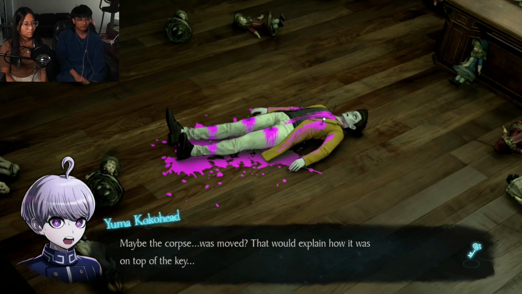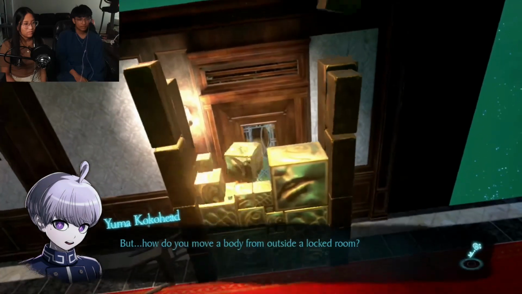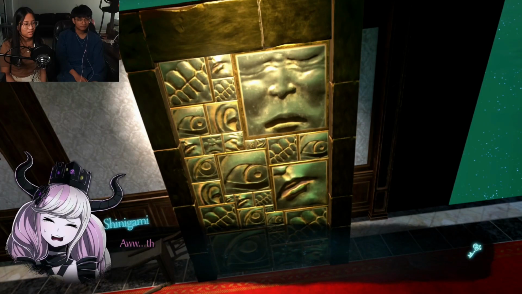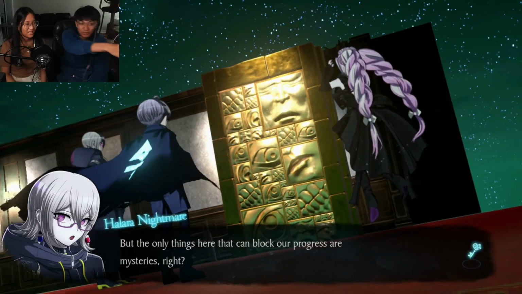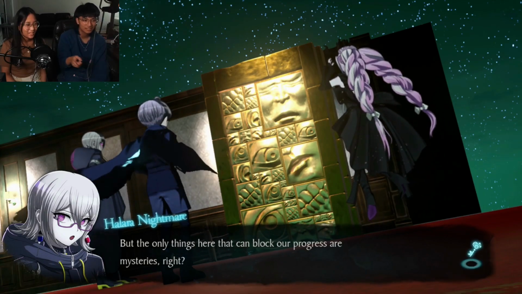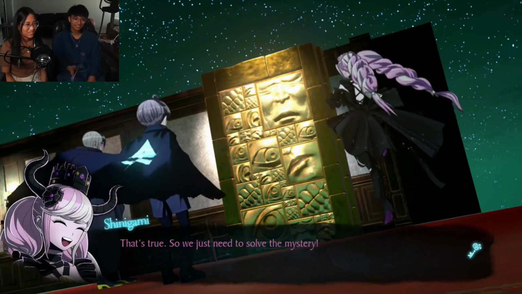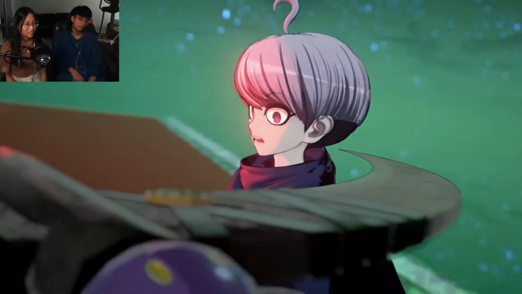But how do you move a body from outside a locked room? Maybe he was suspended upward with thread. I don't know. Yeah, maybe. The way's completely blocked off. Well, that's true. He was probably sitting up. But the only things that can block you are threads. You create a line of thread from the wall with the doll to the slide thing, right? And then he's held up by the one little thread with his neck, and then you break it, and then he falls on top of the key. That probably is it.